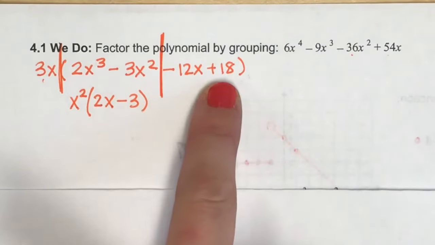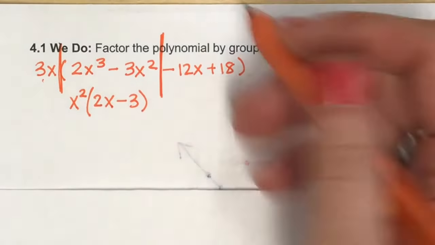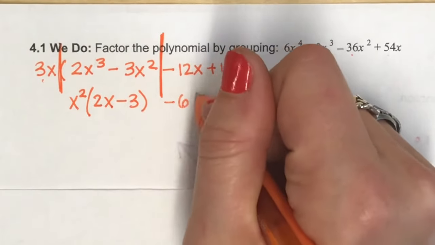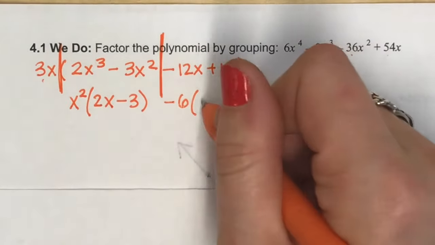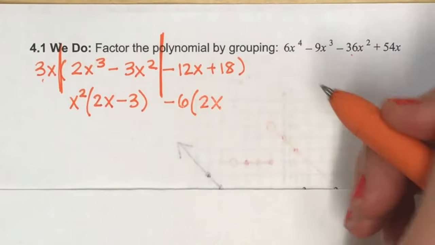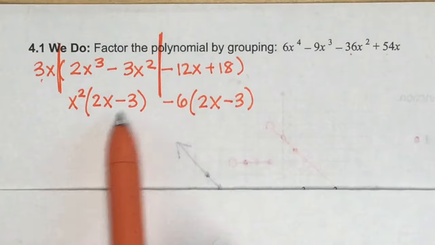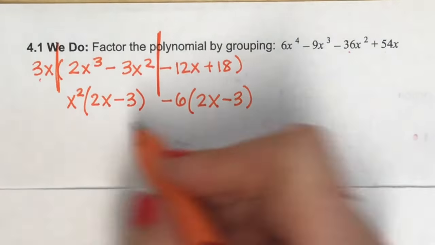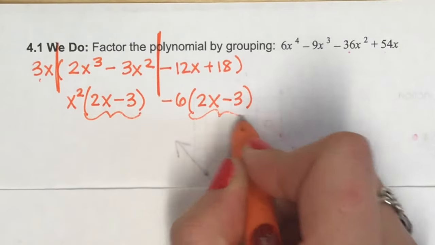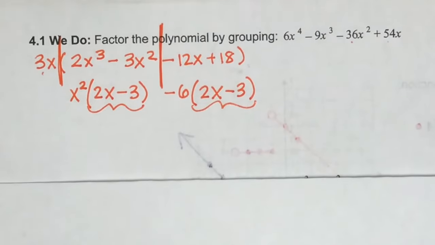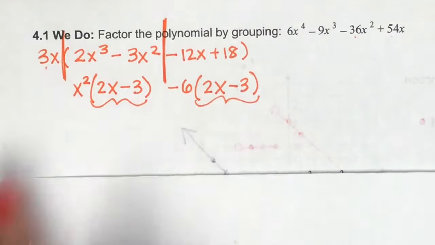Does negative 12x and 18 have something in common? Well, yes, I can take out a negative 6. And then I'm left over with a 2x and, again, a -3. So now if I look over here, I go, oh my gosh, look at that. These two are exactly the same. So those two are a greatest common factor. So I can also pull those two out.